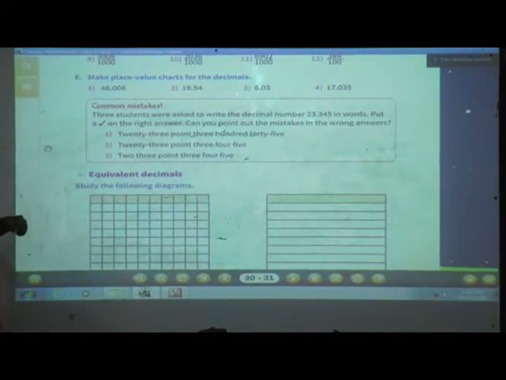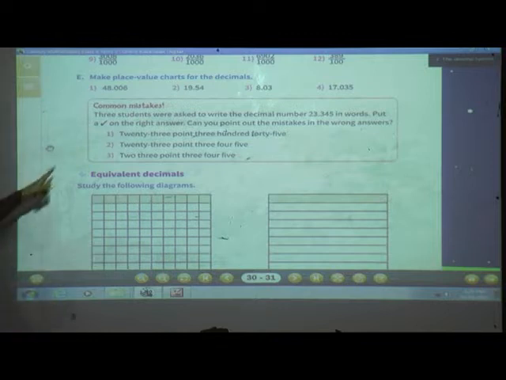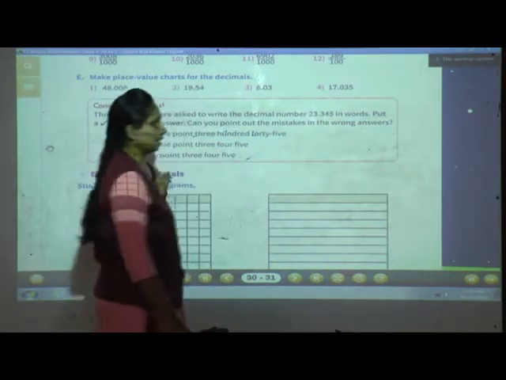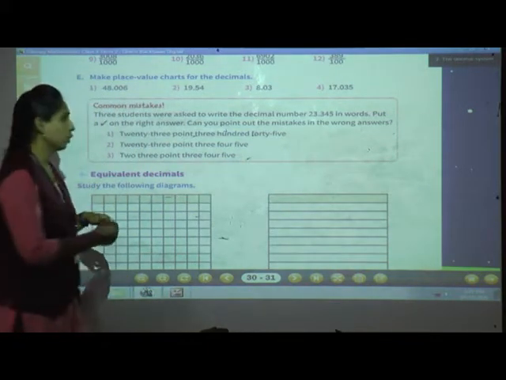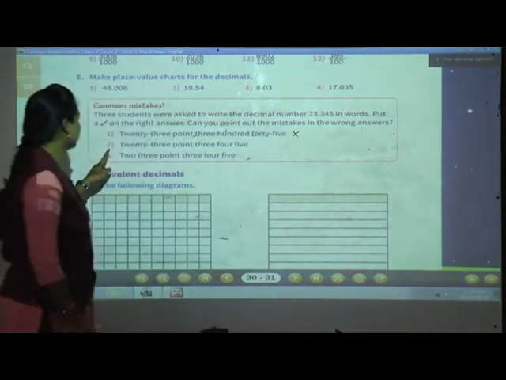3 students were asked to write the decimal number 23.345 in words. Put a tick on the right answer. Can you point out the mistake in the wrong answers? See, now we are going to see what they have written. The first student, what have you written? 23.345. Is it correct? Yes? No? It is not correct. Then give the cross.